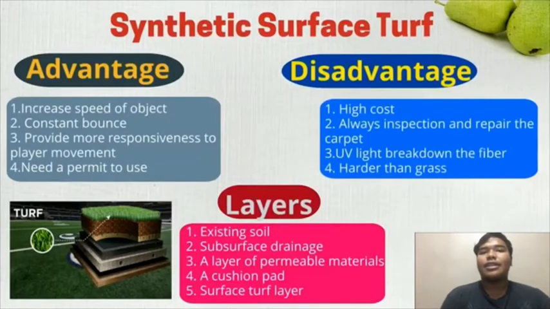And the disadvantages of synthetic surface turf: first is high cost, because it consists of 5 layers. Second, it always needs inspection and repair of the carpet. Third, UV light breaks down the fiber of the layers, so the layers will break. Fourth, it is harder than grass, so if you fall on the surface turf, you get injured more easily than if you fall on grass. For inspection and repair of the carpet, because there are many layers, you have to check them one by one.